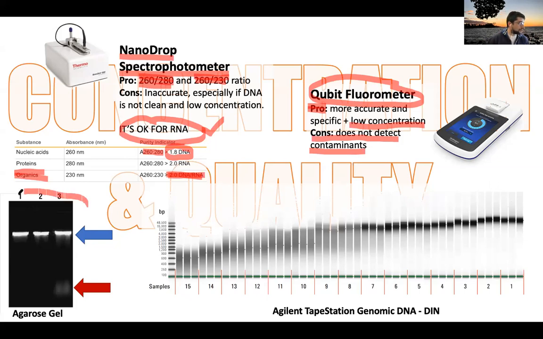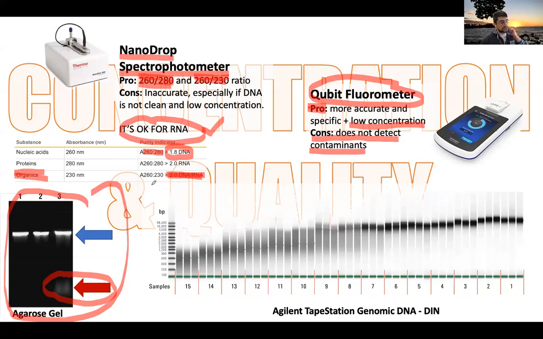Again, you can always use a very old method, the agarose gel, to quantify your samples. In this case, it can tell you if you have RNA contamination. For example, if this is a genomic DNA that has been extracted, the red arrow is pointing to a smear of a smaller size, and this is usually RNA contamination.